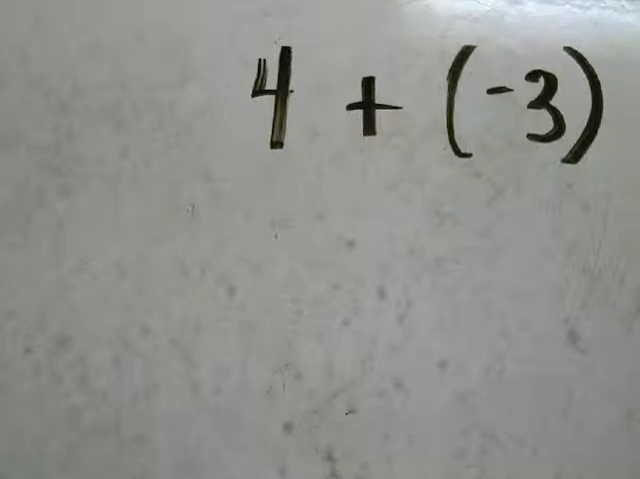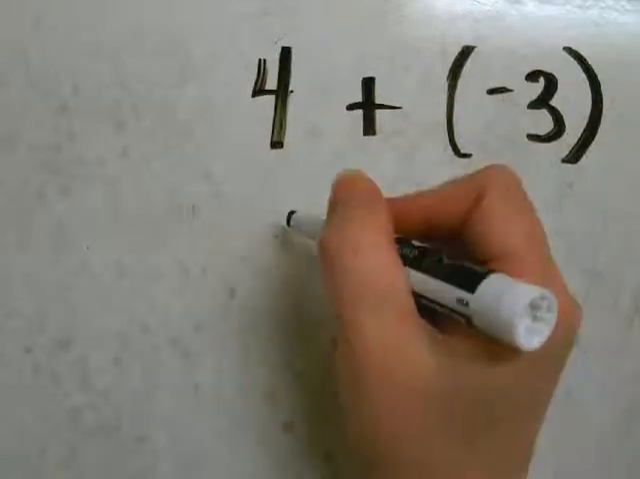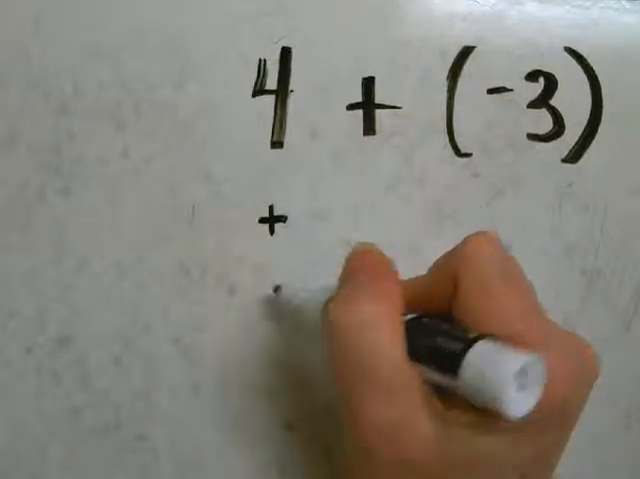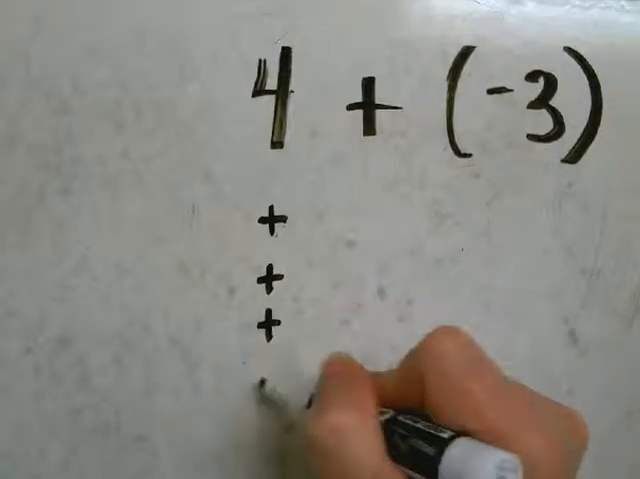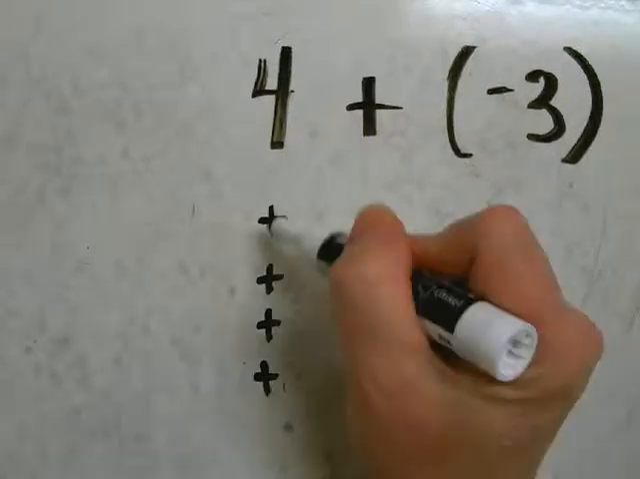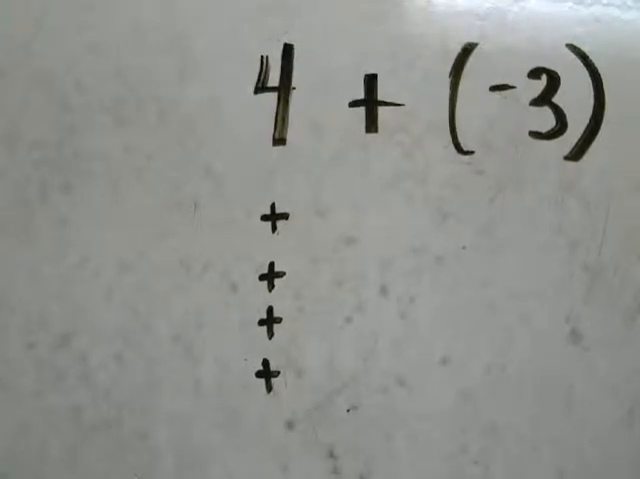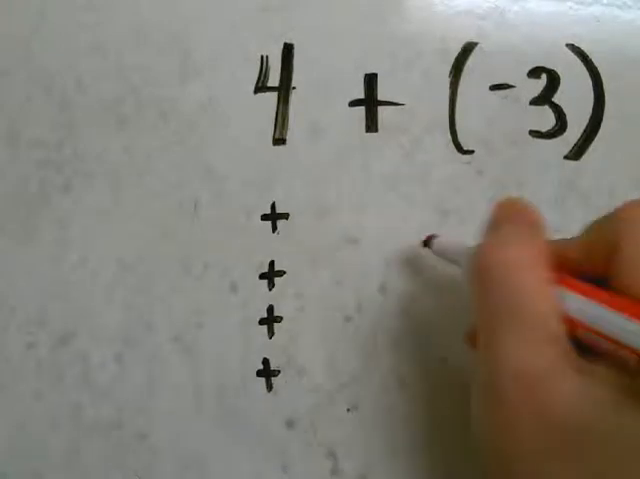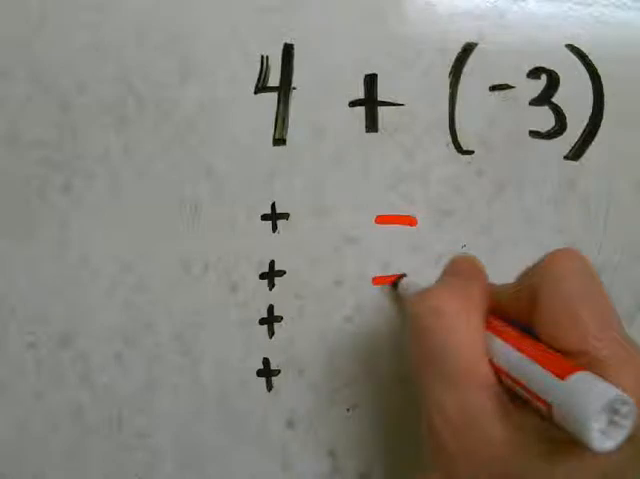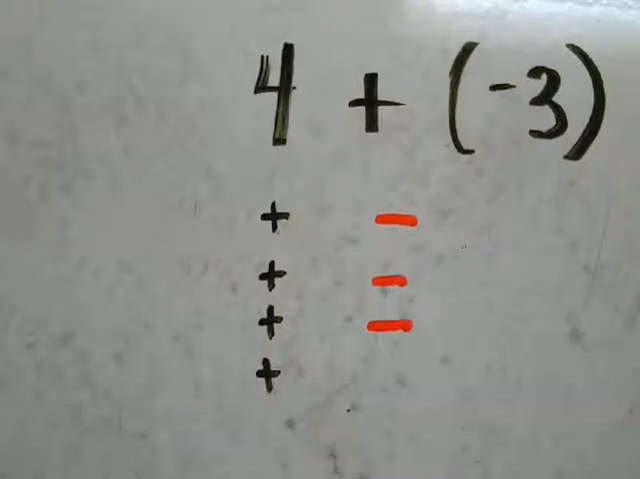Well, model-wise, here's what we have. I have 4 positives, so I can make plus signs here. I could use chips. We could use all sorts of things. But I have 4 positive for my first number. For my other number, negative 3, I have 3 negative. Okay? And so I have those negative signs there to show that I have 3 of them.